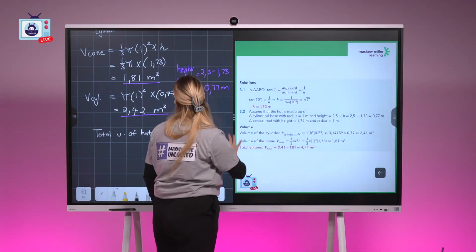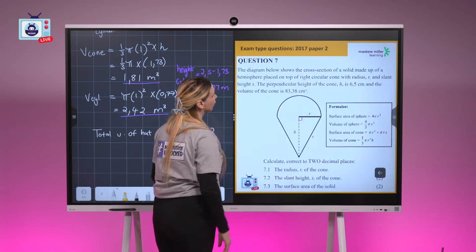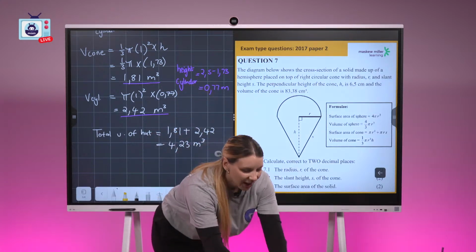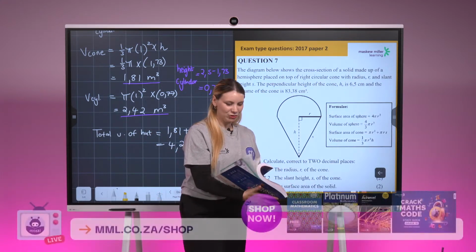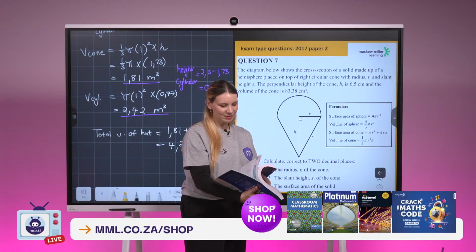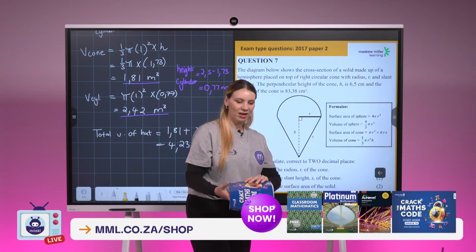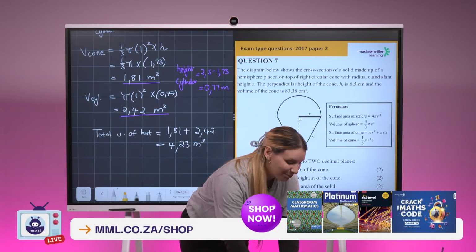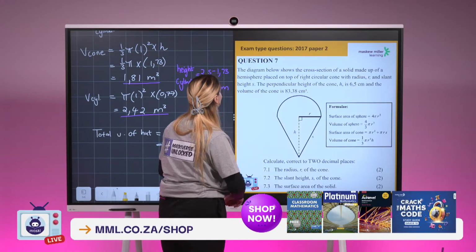Again, these are your solutions in your Crack the Maths code. This book, I'd like to maybe show you. I don't think you'll be able to see it, but the tips in here are useful, so maybe get yourself a copy and have a look.